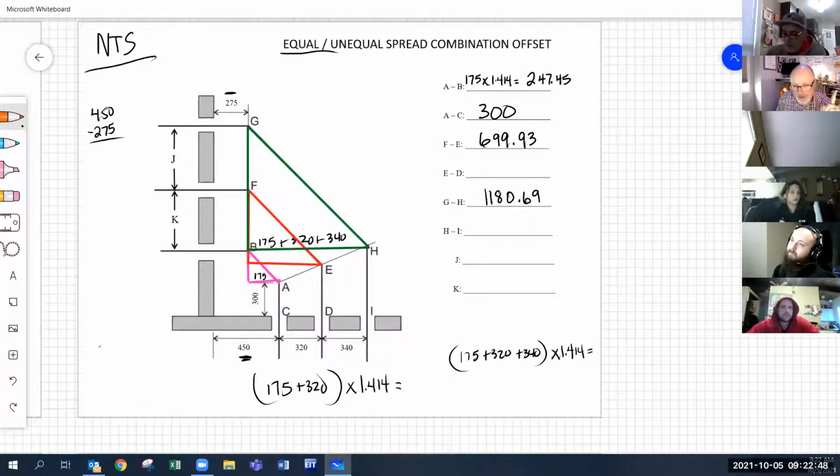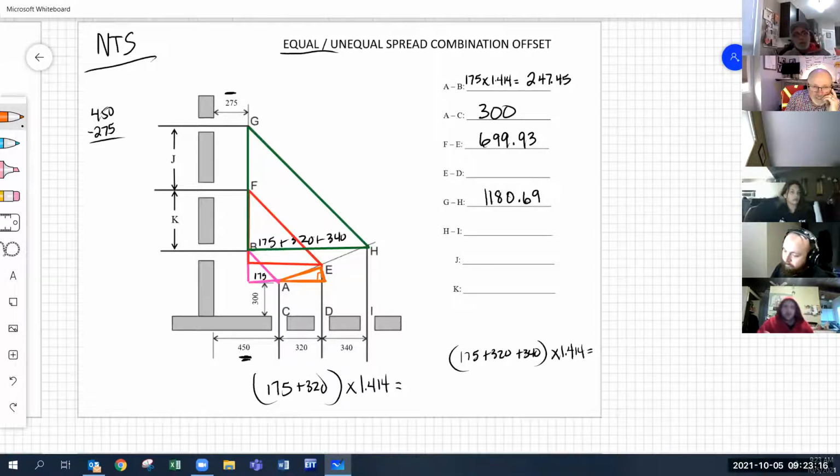My next step is I'm going to solve from E to D. So I'm going to draw a right angle triangle, but this is a 22.5 degree right angle triangle in there. There it is.